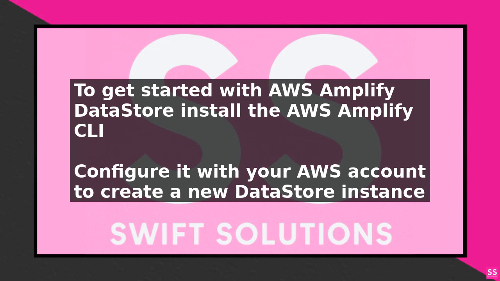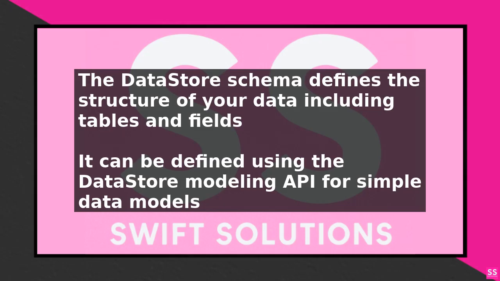The API provides a range of methods for creating, reading, updating, and deleting data, and supports both synchronous and asynchronous data access. One of the key features of AWS Amplify DataStore is its support for offline data access. This allows your application to continue functioning even when the user is offline, and provides a seamless user experience.